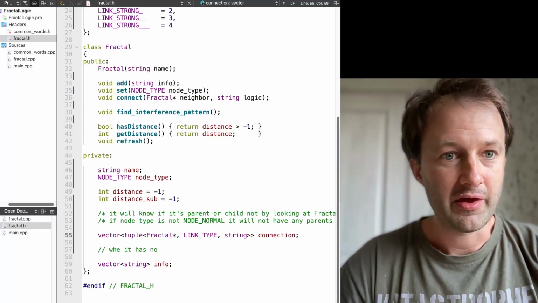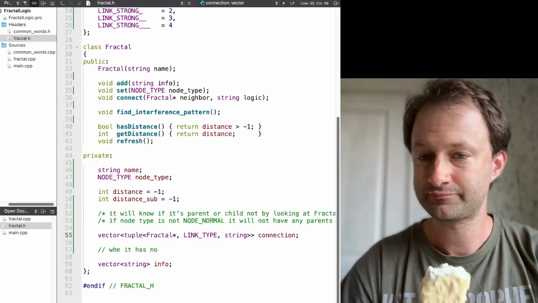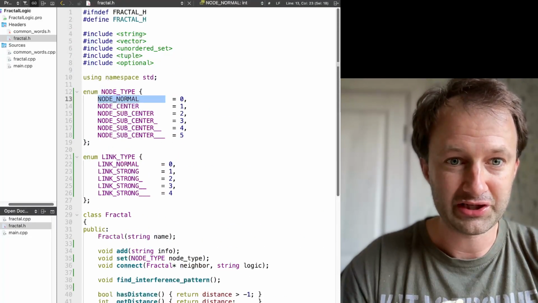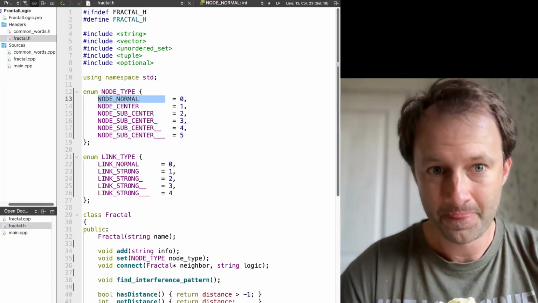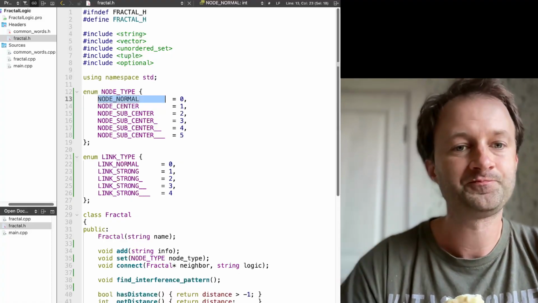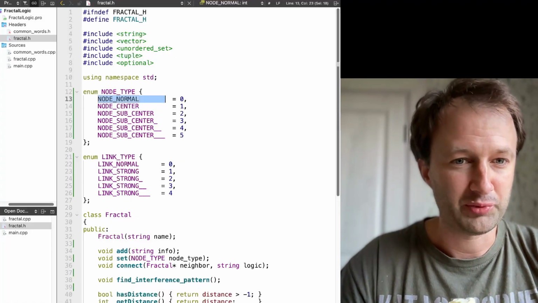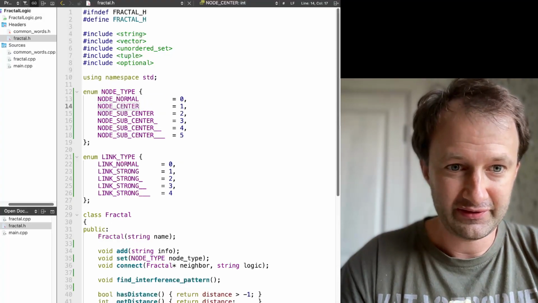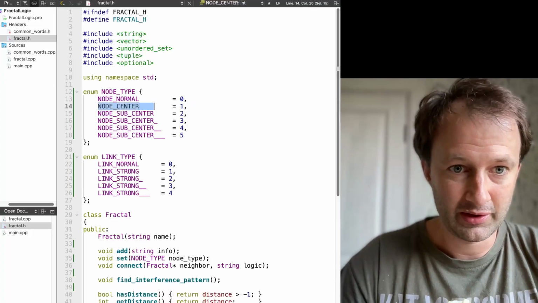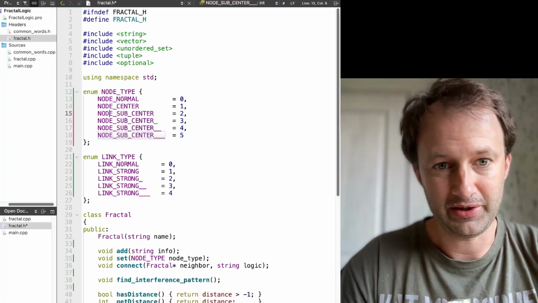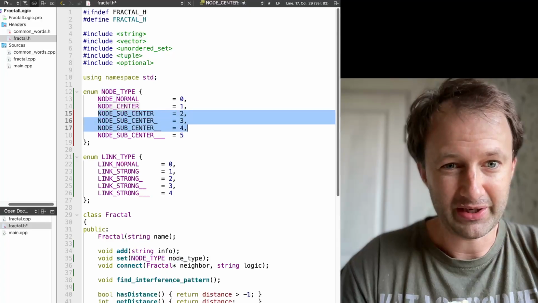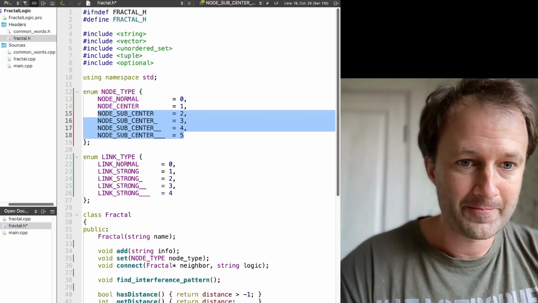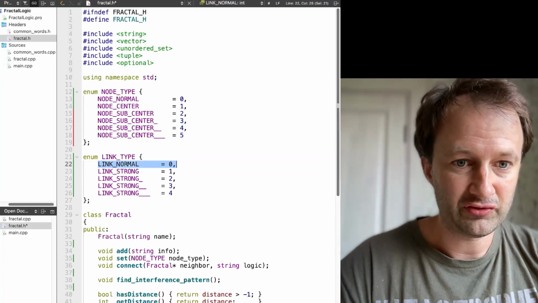Okay. So normal connections is before it gets a feedback. Some of the connections will not be fed back on themselves. This is the center, this is lime. This is subcenters, so when something connects back to the center, it will become a subcenter. Normal connections, strong connections.